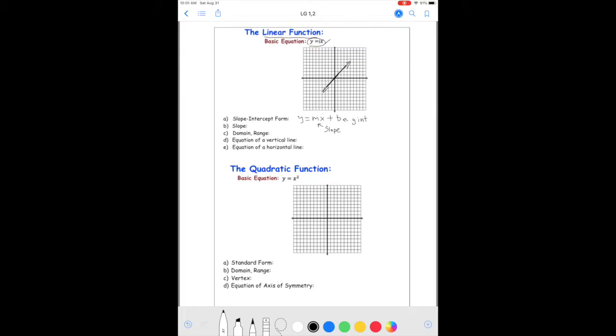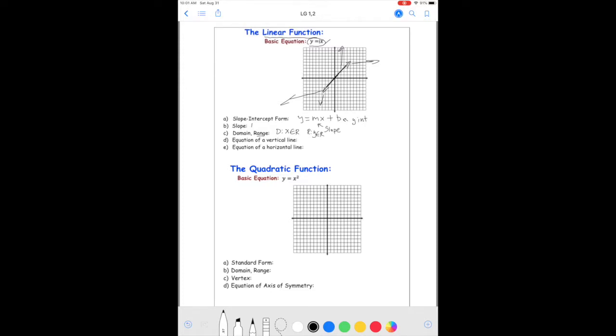Now, let's look at the slope. Well, I just said earlier, the slope is 1, because whatever's in front of the x is your slope. Now the domain. Well, if we look at that function, it goes forever to the right and forever to the left. So we know that the domain is x ∈ R. And the range is going forever up and forever down. So we know the range is y ∈ R.